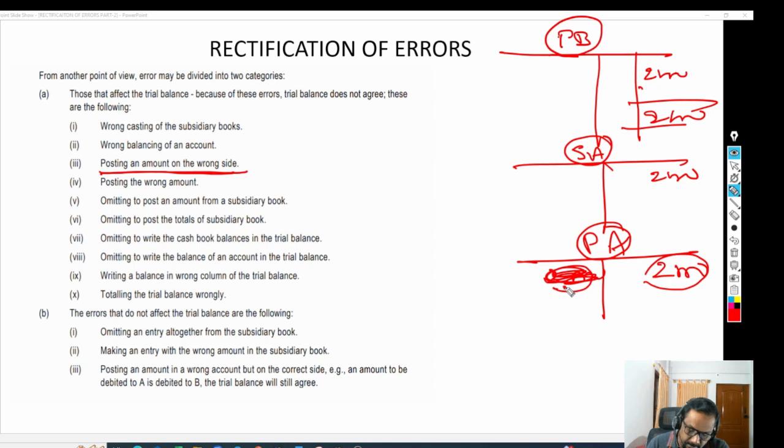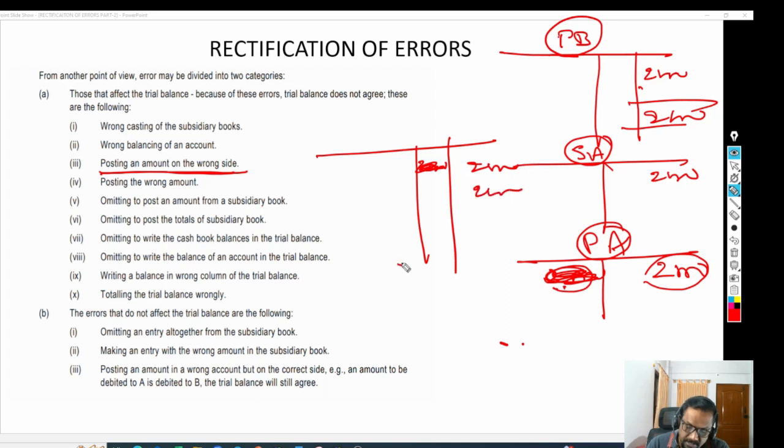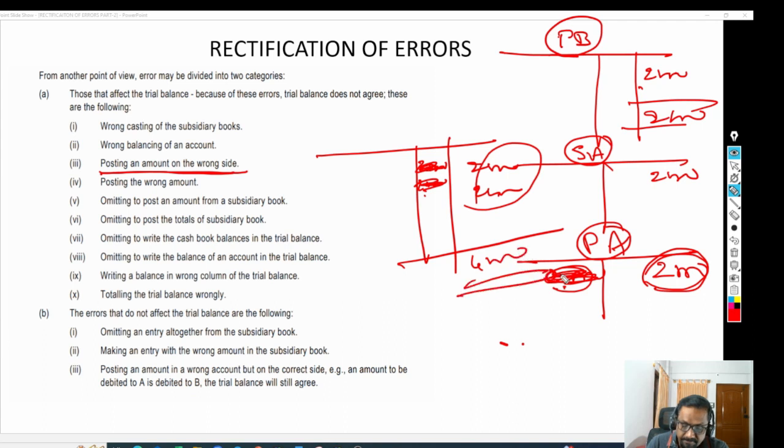Now you prepare the trial balance. How much will it come? Your purchase account will be showing 2000 credit, and the supplier account 2000 credit. This is not tallying. Why? It should actually be on the debit side. We are following the double entry system of bookkeeping, right? For every debit, there should be a credit. This 2000 and that 2000 should tally. But unfortunately, we posted this incorrectly on the credit side of the purchase account, because of which your trial balance is having 4000 credit balance here.